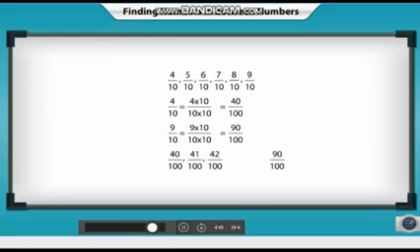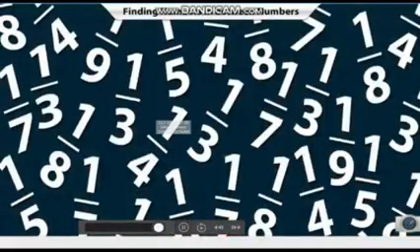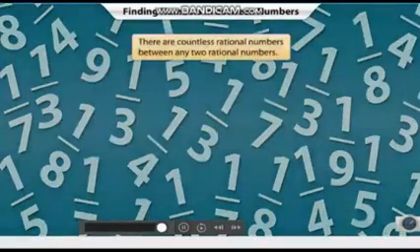So, can we count the number of rational numbers between any two given rational numbers? No, we cannot count the rational numbers between any two given rational numbers, as there are countless rational numbers between any two rational numbers. Let's study the various methods to find rational numbers between any two rational numbers.